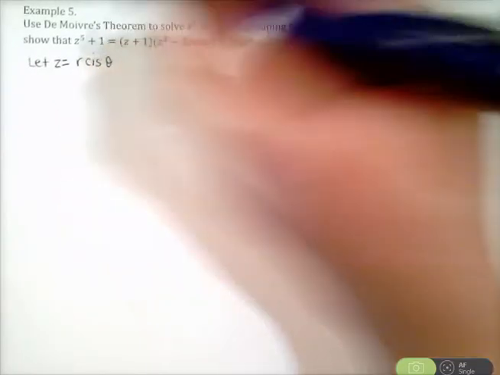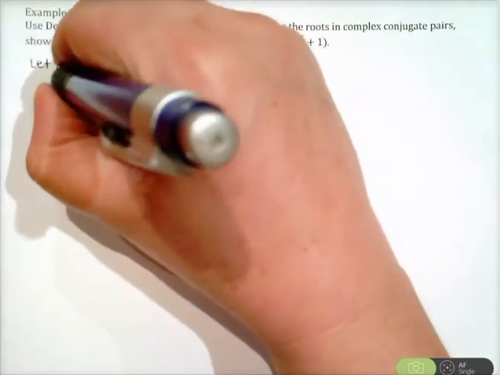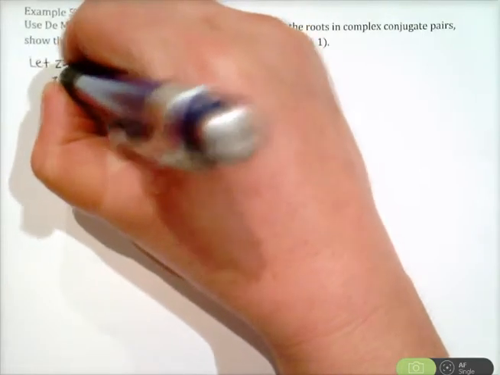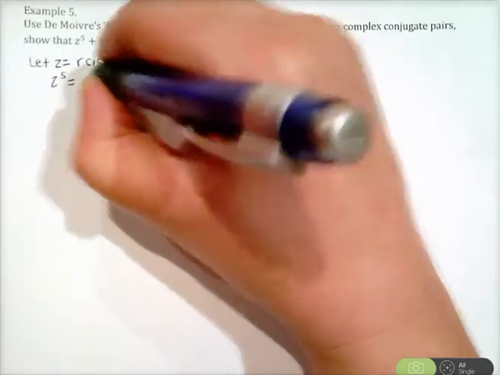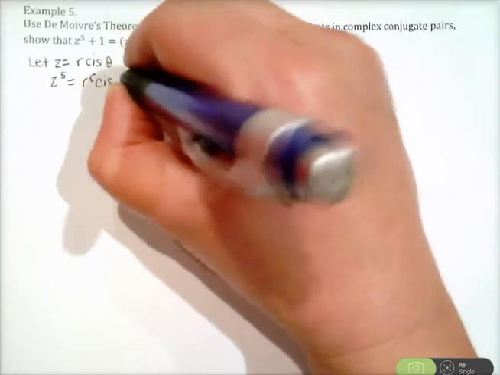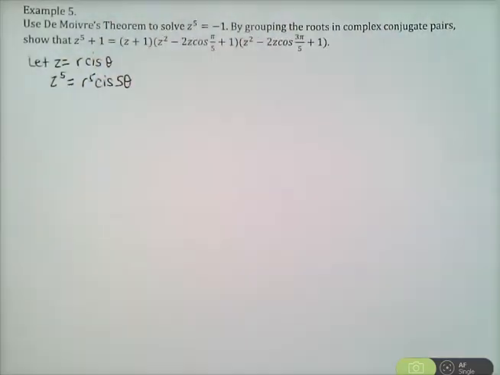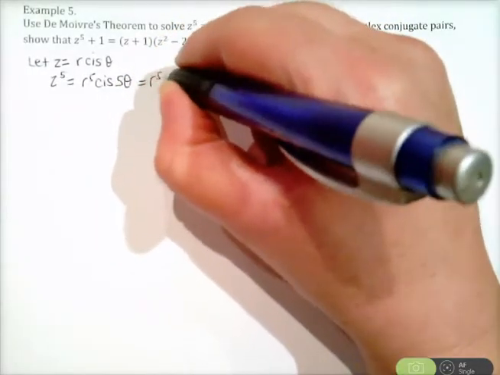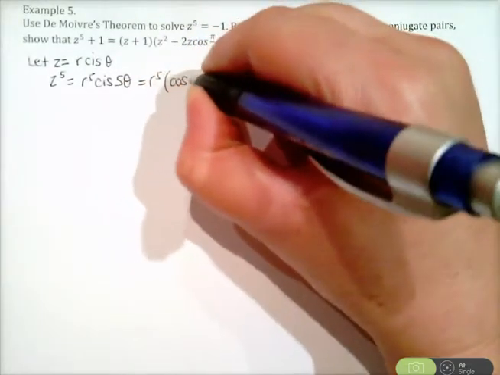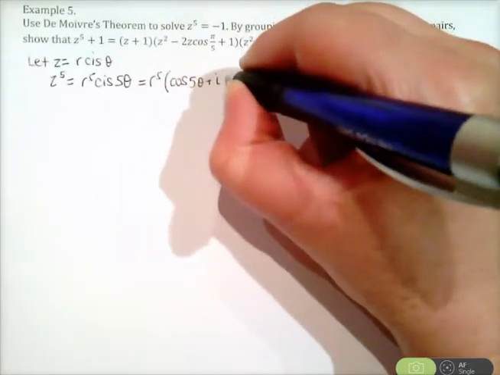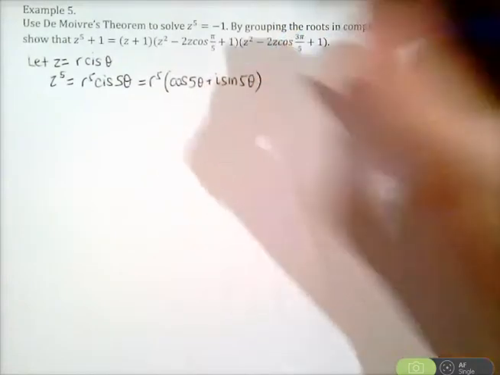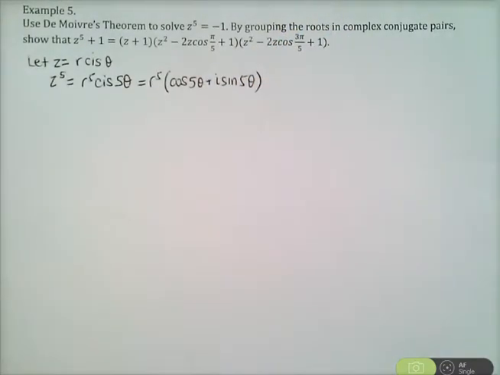cis theta. That means that z to the power of 5 is equal to r to the power of 5 cis 5 theta, which is r to the power of 5 (cos 5 theta plus i sine 5 theta). Okay, now that's using De Moivre's theorem there.